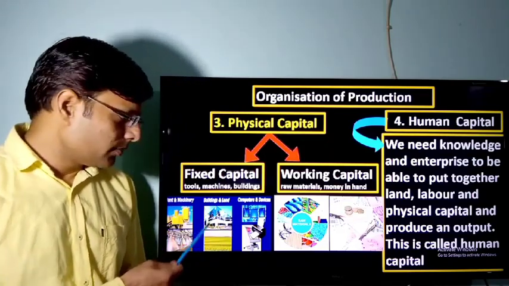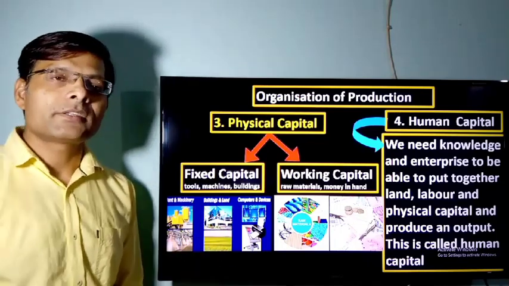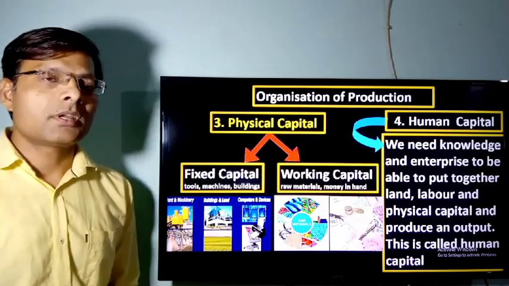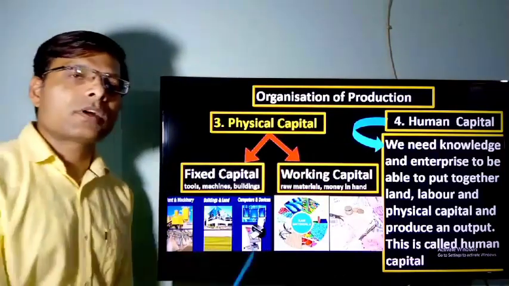Okay, next is building or land, it can be. The other one, computer devices or machinery. So these can be the fixed capital. Okay, next classification is here, that is working capital.